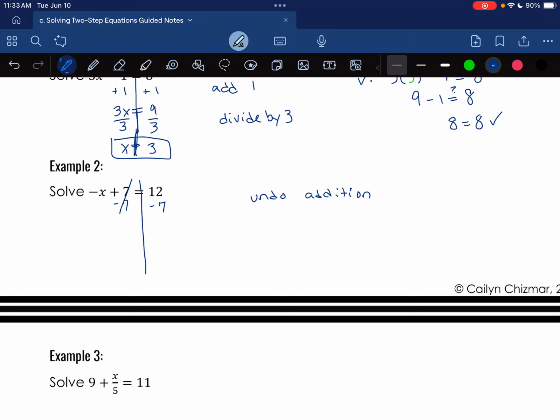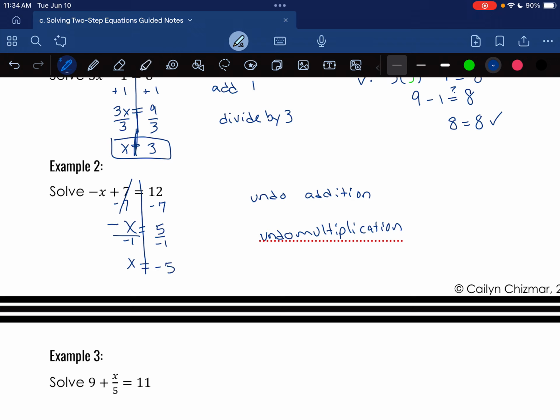So that cancels, and I still have a negative in front of the x. Make sure that you're copying the rest of the equation every time exactly how it should be. So negative x is equal to 5. Now I have to undo multiplication, and I'll do that by dividing both sides by -1. So I'll divide this by -1 and divide this by -1. Okay, x is equal to -5.